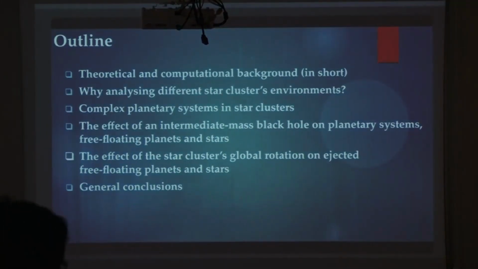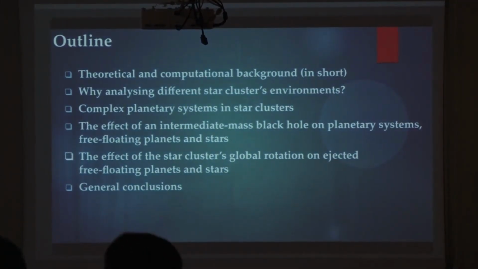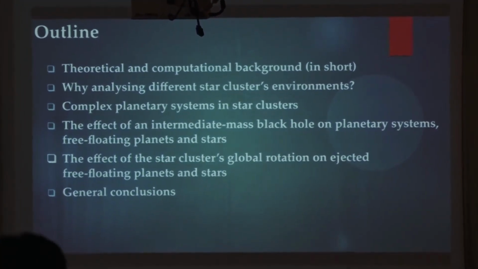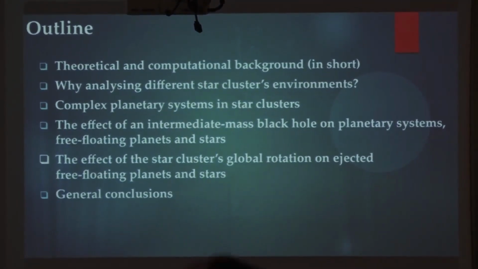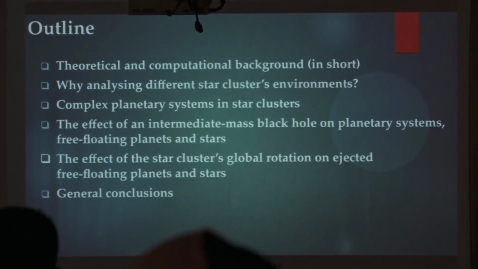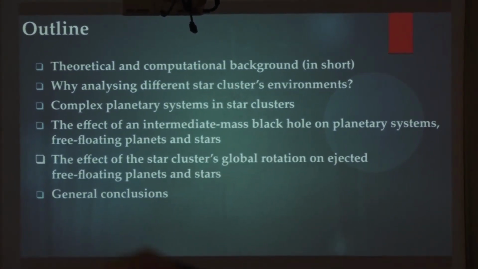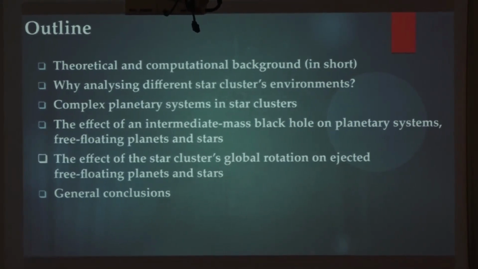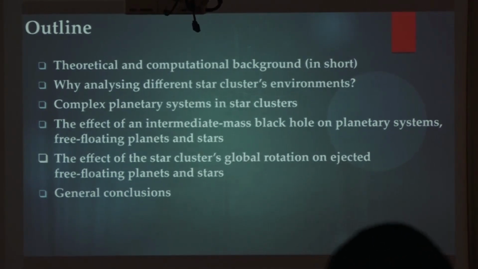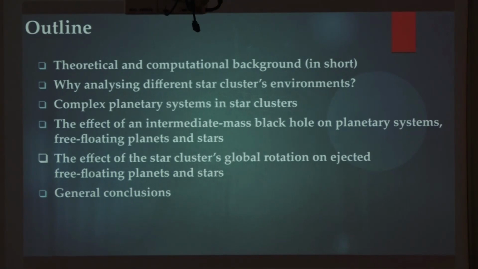So this is my outline. I will talk very briefly about the theoretical and computational background. I will illustrate what my tools are for doing the simulations that will eventually be used to determine how the star cluster environment affects the planetary system. And then I will present three works. One using a solar system inside the star cluster. The other one using an intermediate mass black hole on planetary systems and free-floating planets. And then I will go through the effect of a global rotation on free-floating planets and stars.